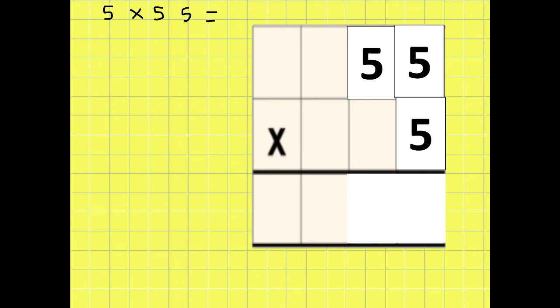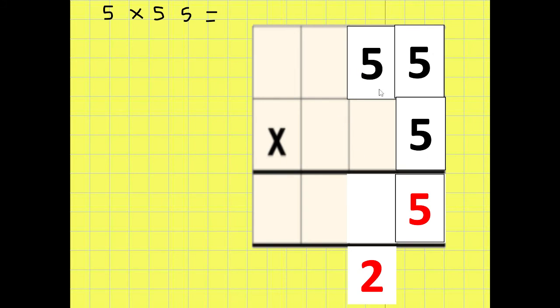55 times 5. Pause the video, give it a go, and come back when you're ready for the answer. Right, so 5 times 5, we have 25. So the 5 is going into the ones column. The 2 tens goes into the tens column.